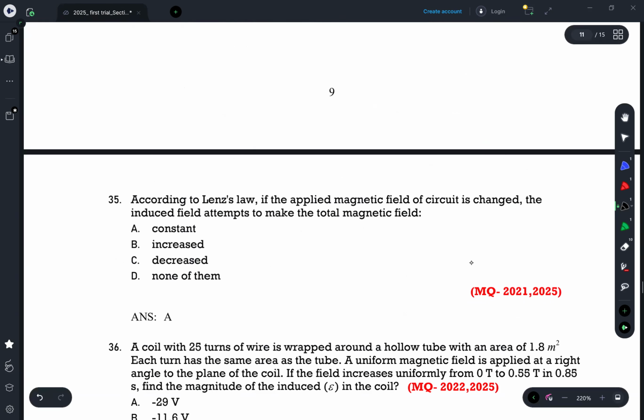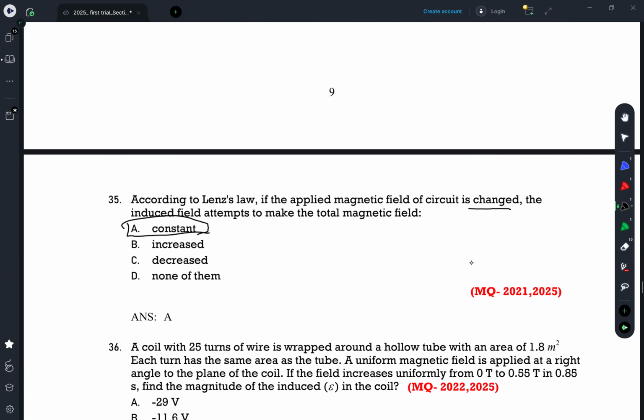Question number 35. According to Lenz's law, if the applied magnetic field of the circuit is changed, the induced magnetic field attempts to make the total magnetic field constant, that is, unchanged. It's a statement of Lenz's law. Repeat question.